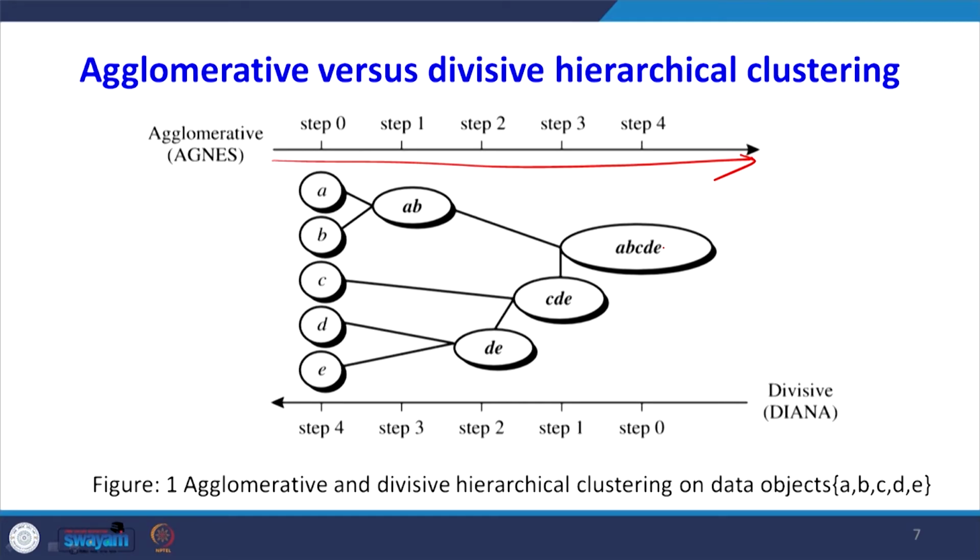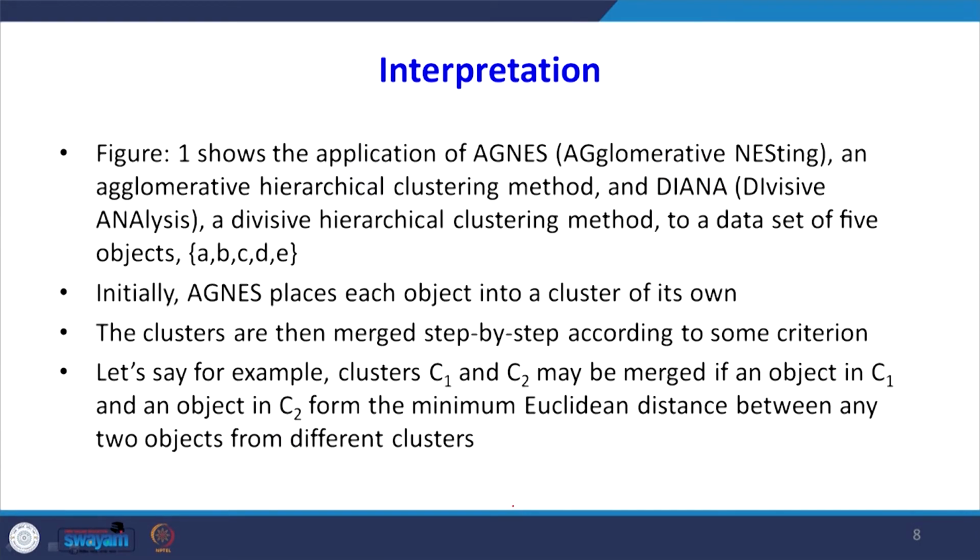Whereas in the divisive method, look at this arrow, it is going this side. You start from A, B, C, D, E, a big cluster, by considering all the elements. At step 0, only one cluster. In step 1, C, D, E is one cluster. In step 2, D, E is another cluster. In step 3, from A, B, C, D, E, again A, B has come out. In step 4, all individual elements are separate clusters. That is the basic difference between agglomerative versus divisive hierarchical clustering.